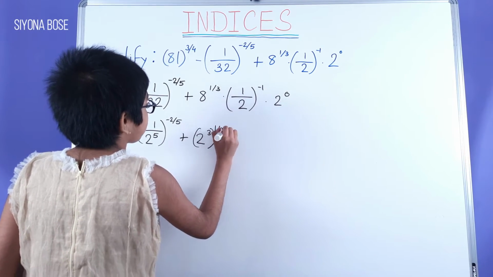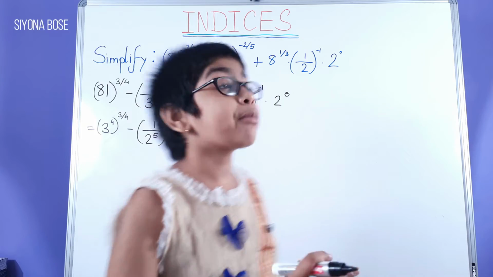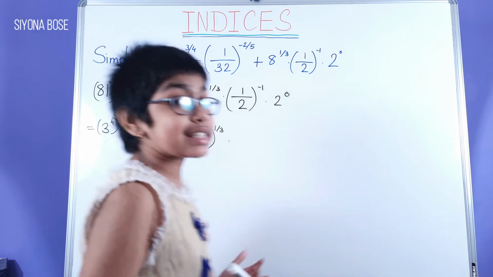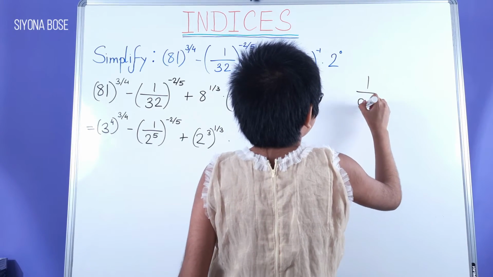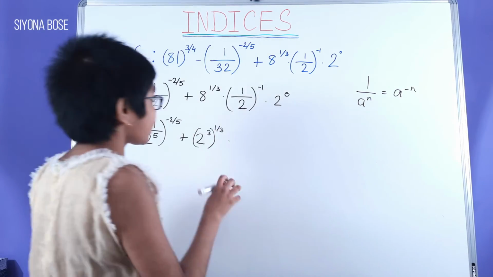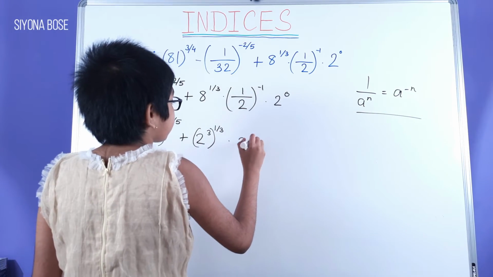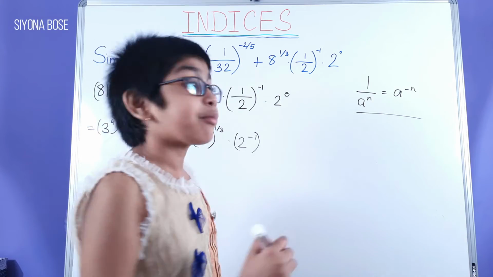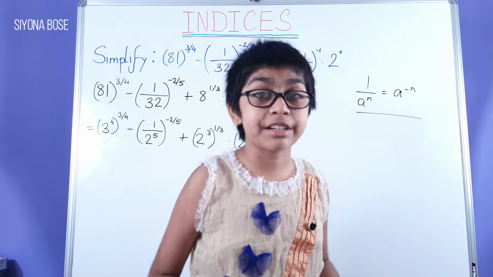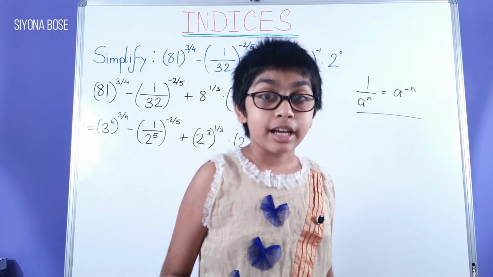Whole to the power of 1 by 3 into, now over here it's like 1 by 2 to the power of 1. So half can be written as 2 to the power of minus 1, because if it's like 1 by 8 to the power of n, it's equal to 8 to the power of minus n. So keeping that in mind, we get 2 to the power of minus 1 whole to the power of minus 1. And lastly, we already know that anything to the power of 0 is 1. So we have that. Now let's work on this.